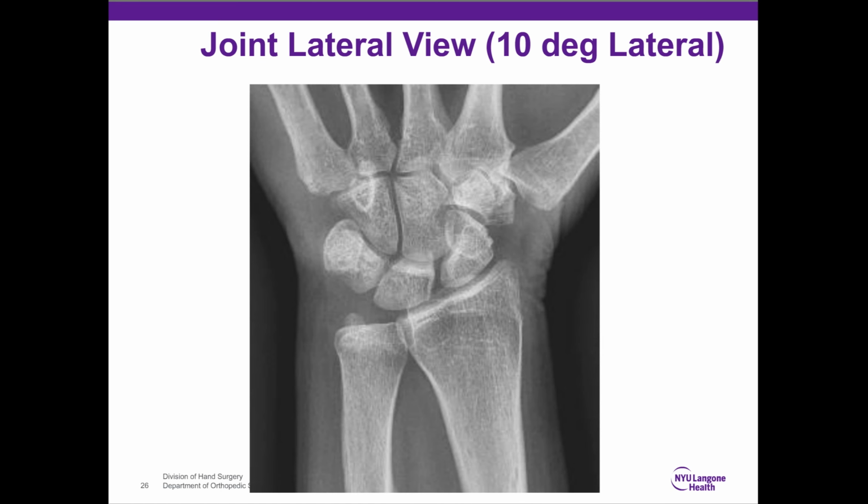Okay, so let's talk about the joint line lateral view, which I think is truly indispensable in evaluating these injuries. Basically, what this is based on is that the joint surface of the radius has two separate facets, like we talked about, and so they have two separate angles associated with them. Here's the lunate facet, which is more of the load bearing part of the wrist, and here's the scaphoid facet. So basically, we want to be looking right down the lunate facet.